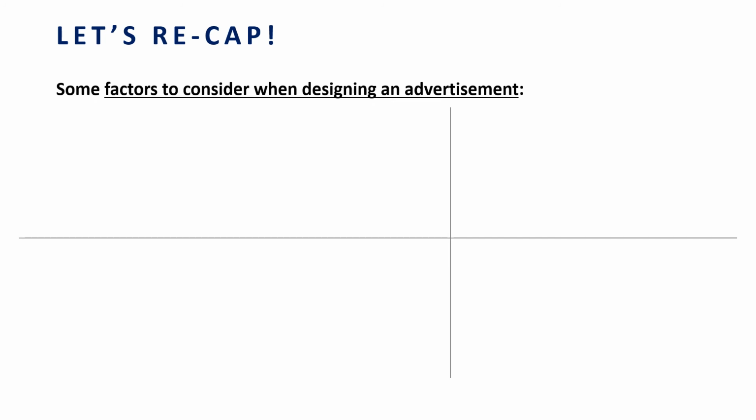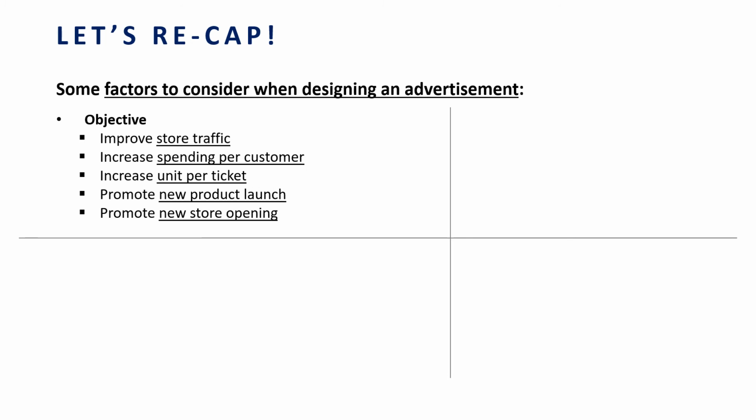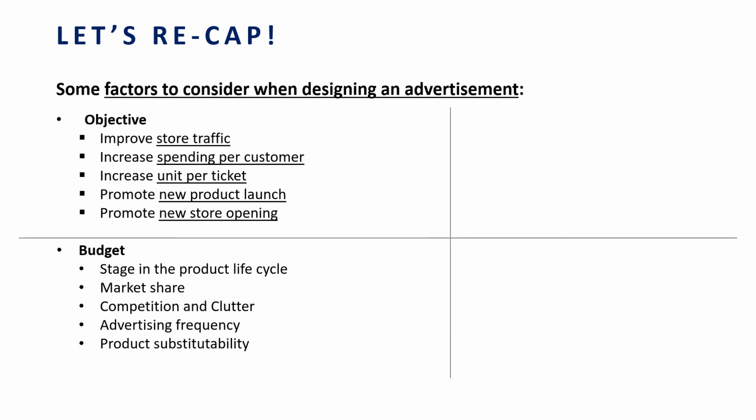So let's recap what we have understood in our previous classes. In the last class, we have understood the two factors which we consider when designing an advertisement. The first is objective. Here we have the 5 factors: to improve store traffic, to increase spending per customer, to increase units per ticket, to promote new product launch, and to promote new store opening. The second factor, which is the most important, is the budget.